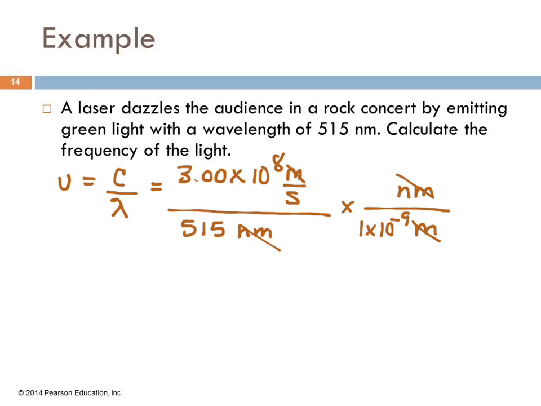Okay, 3EE8 divided by 515 times 1 divided by 1EE9 negative equals. Negative 9. Okay. I'm going to blame this on the calculator. That is not the right answer. So I'm going to work some of this. No, wait, that is, actually I think that is right. 5.83 times 10 to the 14? Okay. Yeah, I just had a little brain fart there.